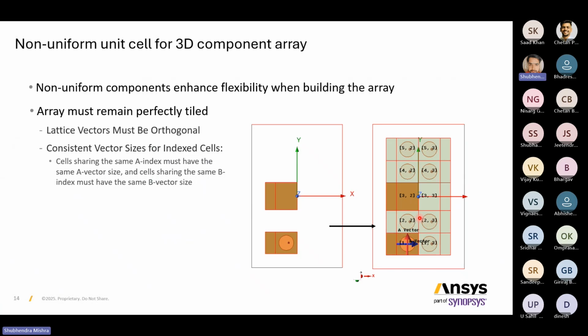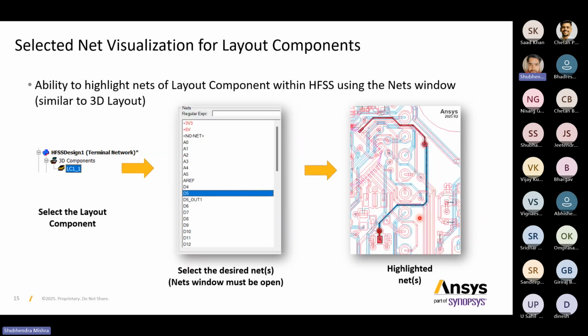When we are moving to the unit cells, in the 3D component library itself, some of the components are enabled which were not there in 2025 R1 or R2. So you can use those components also. Net visualization is there too. For example, if you have imported a PCB into the model, in previous versions you were able to visualize those nets in the 3D layout, but not in HFSS. But in this newer version, you can visualize those in HFSS itself.